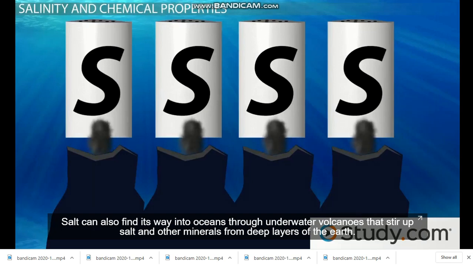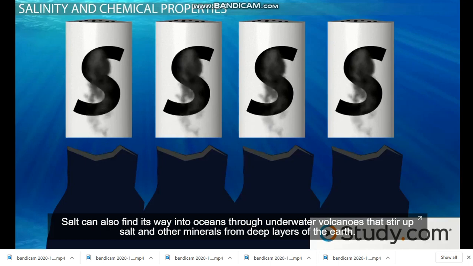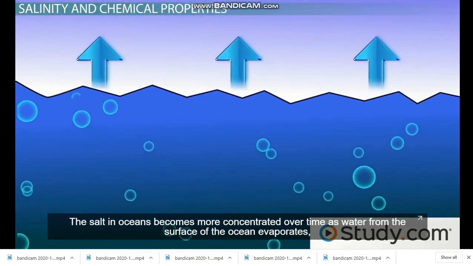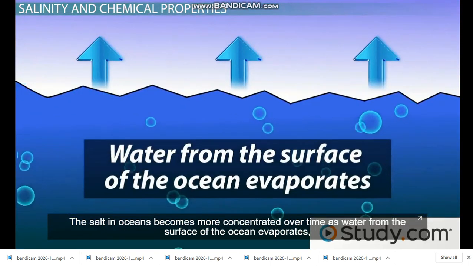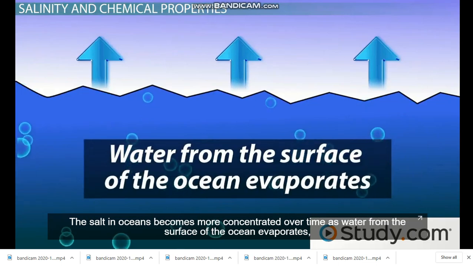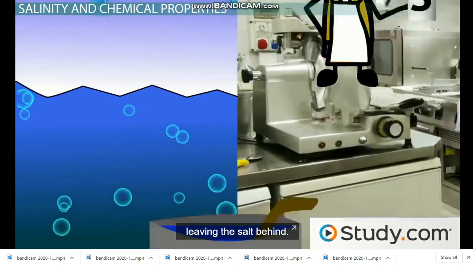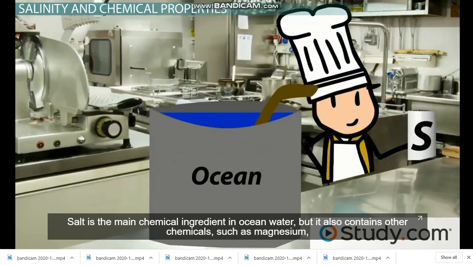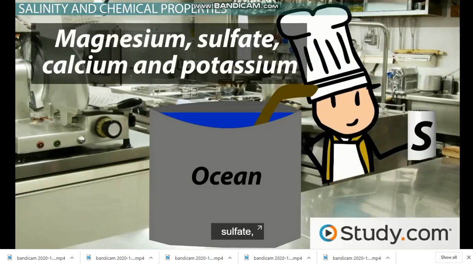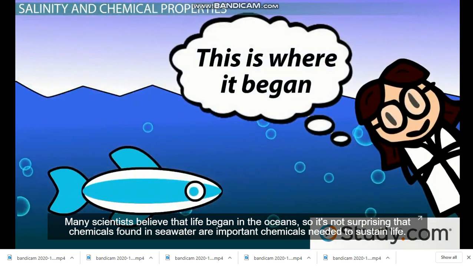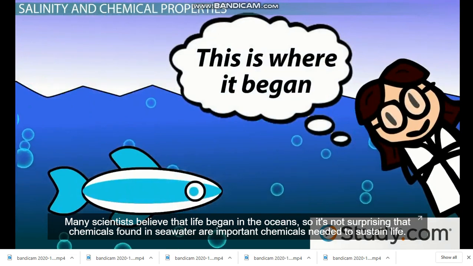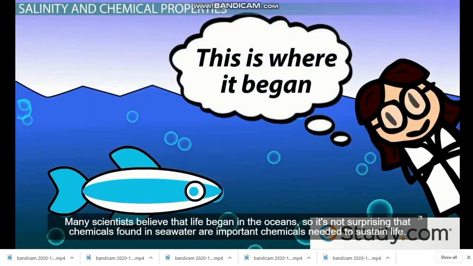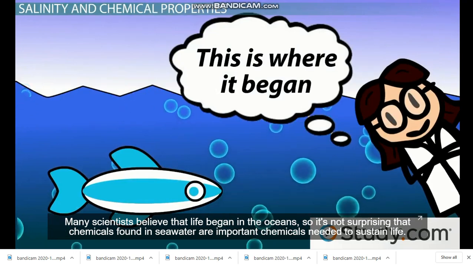Salt can also find its way into oceans through underwater volcanoes that stir up salt and other minerals from deep layers of the earth. The salt in oceans becomes more concentrated over time, as water from the surface of the ocean evaporates, leaving the salt behind. Salt is the main chemical ingredient in ocean water, but it also contains other chemicals such as magnesium, sulfate, calcium, and potassium. Many scientists believe that life began in the oceans, so it's not surprising that chemicals found in seawater are important chemicals needed to sustain life.